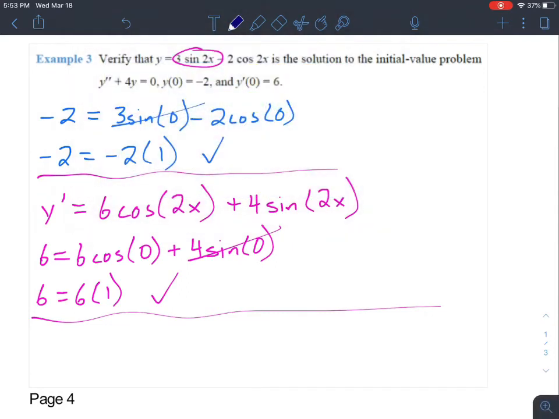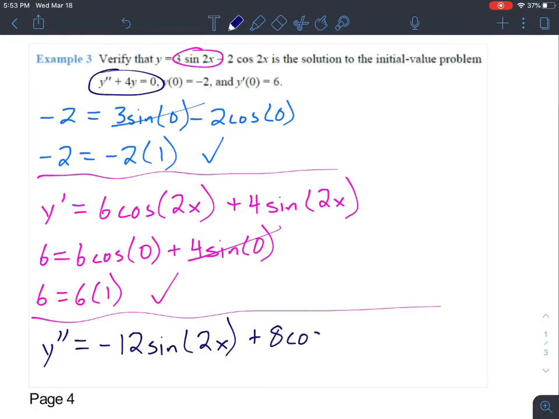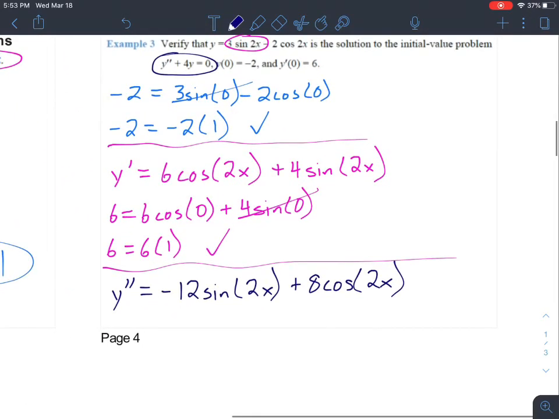All right, now the last part. We have this equation here, and we need to show that that is going to work. So we now need the second derivative. Y double prime is going to be equal to negative 12 sine of 2x, and then plus 8 cosine of 2x. Now that we have that, we should put that and y into the equation and check that those will indeed cancel to make 0.